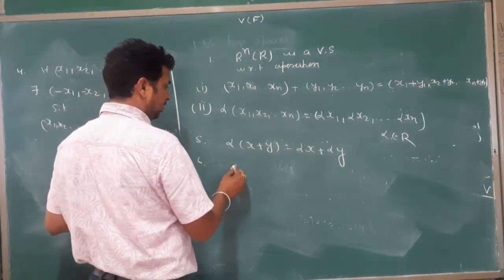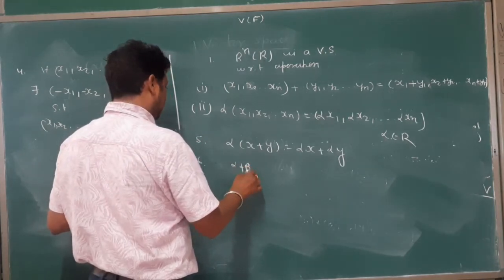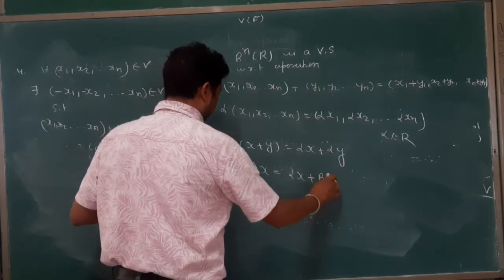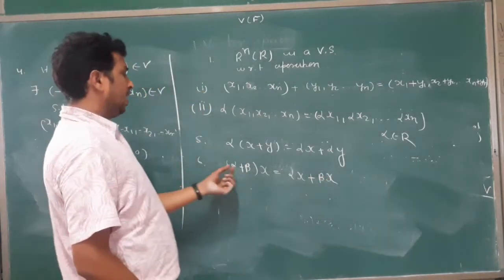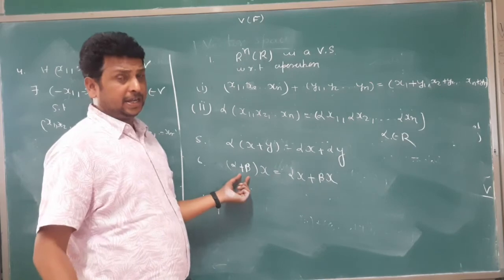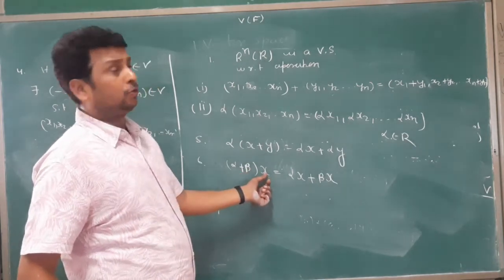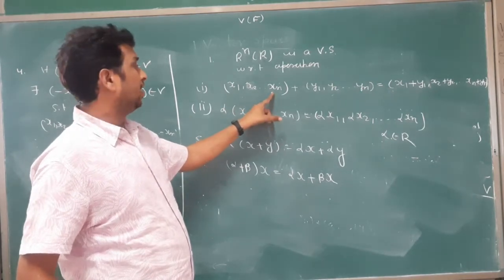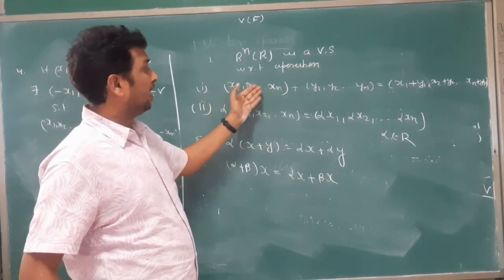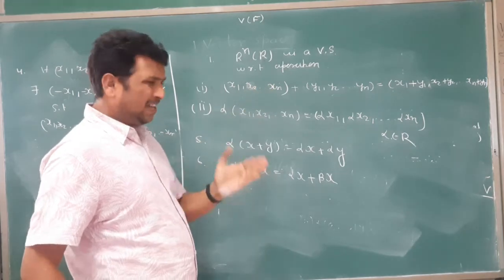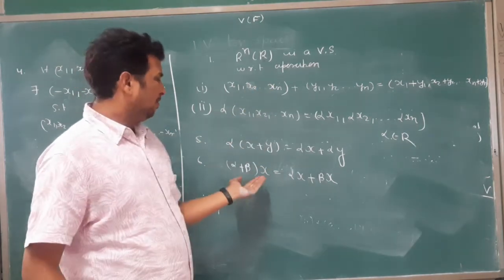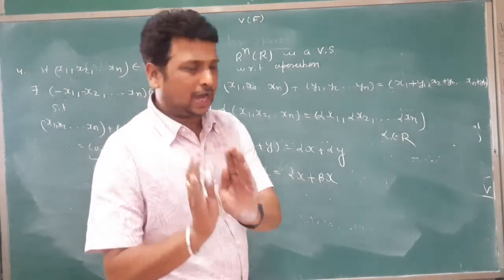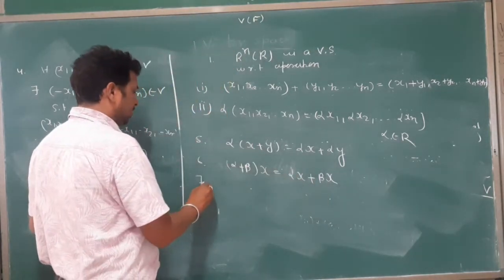Sixth is (alpha plus beta) of x is alpha x plus beta x. This one also you can do easily, because alpha plus beta is taken in the scalar. So what is x? (x1, x2, ..., xn). When alpha plus beta multiplies here, what is the resultant? Alpha plus beta will multiply in each coordinate. So easily you can separate them. Means calculate the left hand side value and right hand side value, and both are always equal.